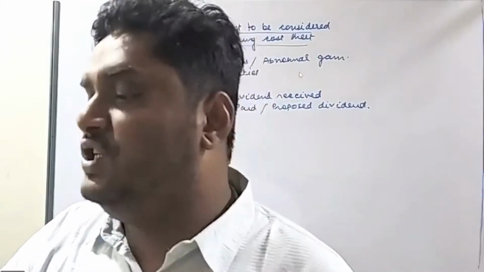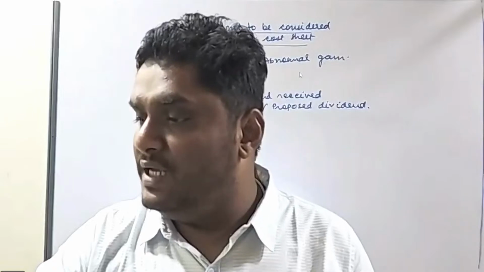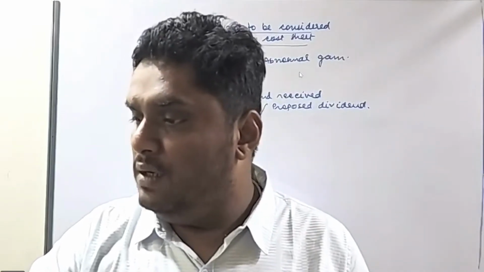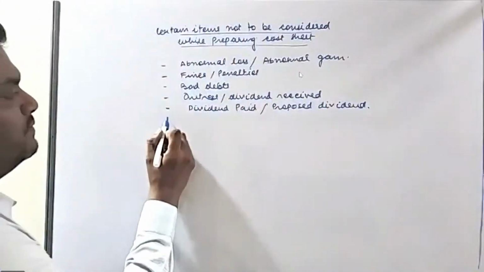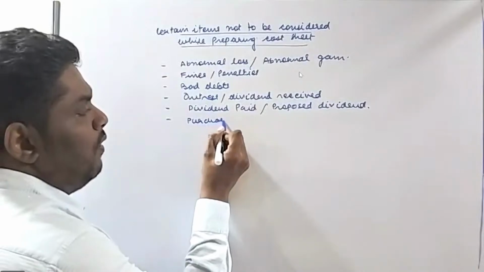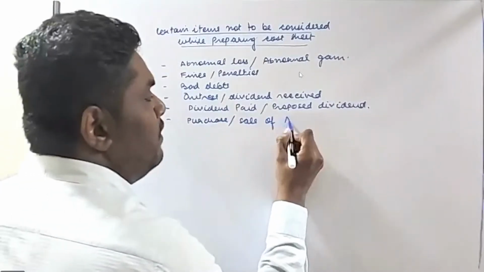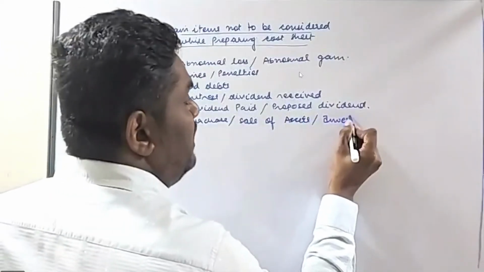Capital nature. See, Shivam has posted any sort of expenses in the nature of capital expenditure in short. So all sort of capital cost. So we can say purchase or sale of assets or investments.